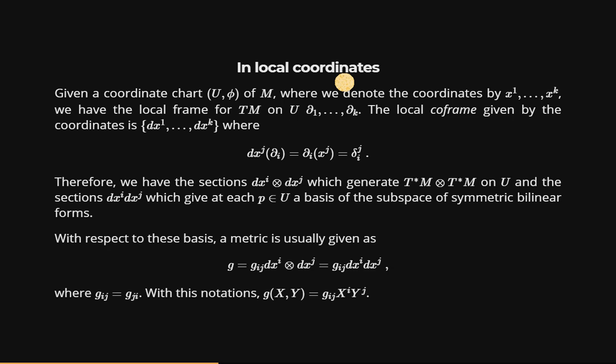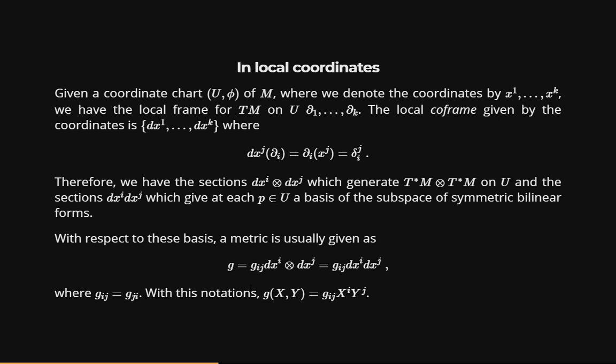So with respect to this basis, a metric is usually given as G equals Gij dx^i tensor dx^j, which, if you do all the computations, is the same as Gij dx^i symmetric product dx^j, where Gij is equal to Gji because it's symmetric. With this notation, the scalar product between two vector fields is Gij, lower indices, xi, yj.